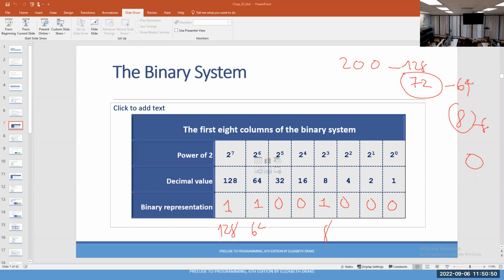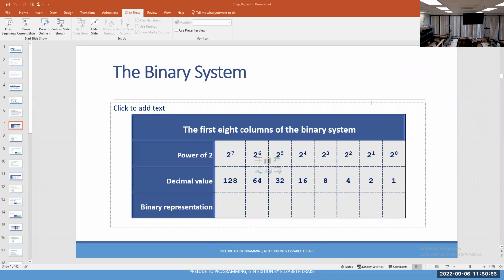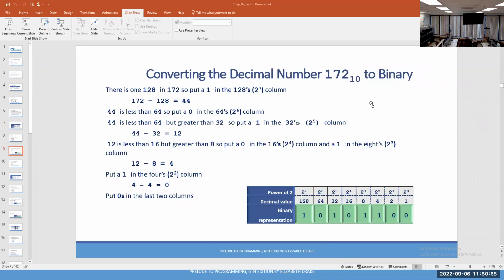Any questions so far? Okay, so here's the same, right? If you want to convert the number 172 here, you move from the left to the right, you need 128, right? And you minus 128, you have 44 left. 44, you do not need 64. That's why you put 0 here, and so on. That is the process.